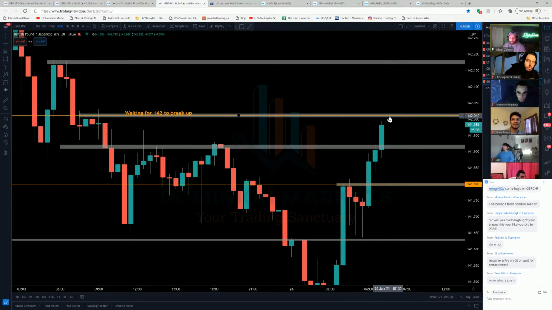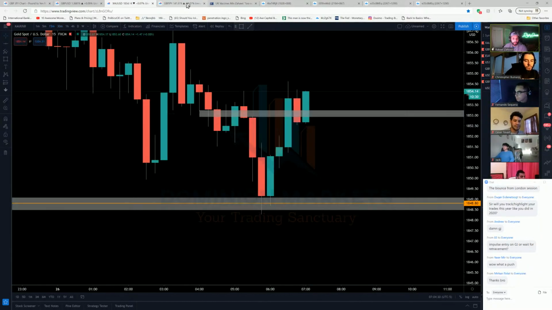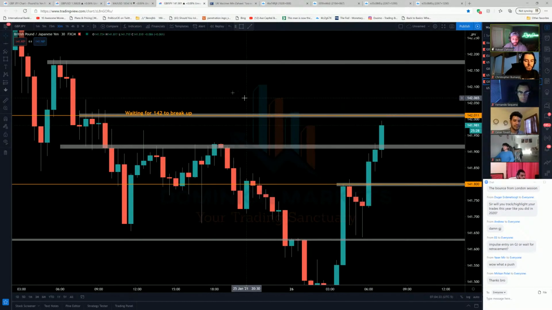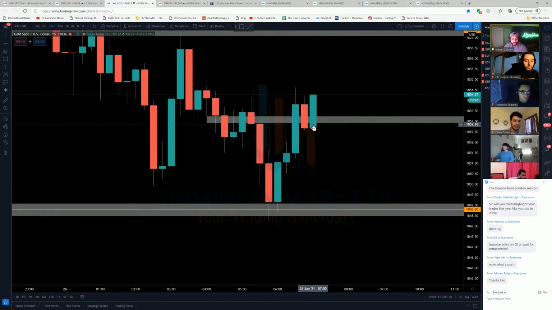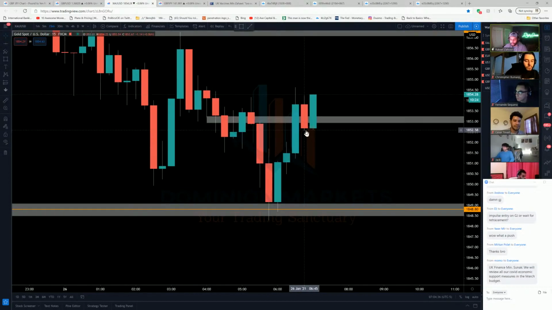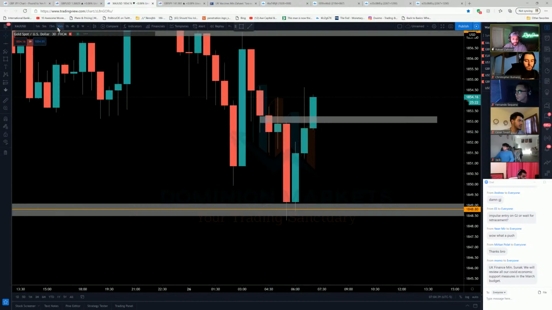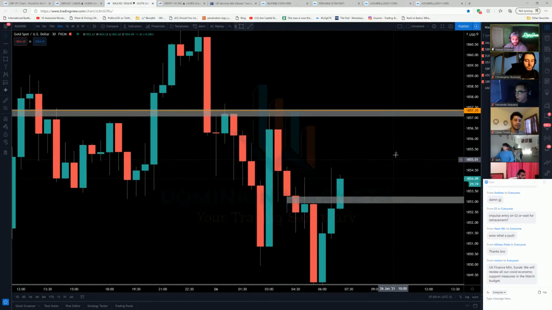So if we come up towards 142, we got to break above 142 for price to continue up, and that's where I'm going to be executing a trade for price to continue bullish. And if you look at gold, you see here gold didn't really break the low for price to continue down, right? So that didn't really happen at that point.